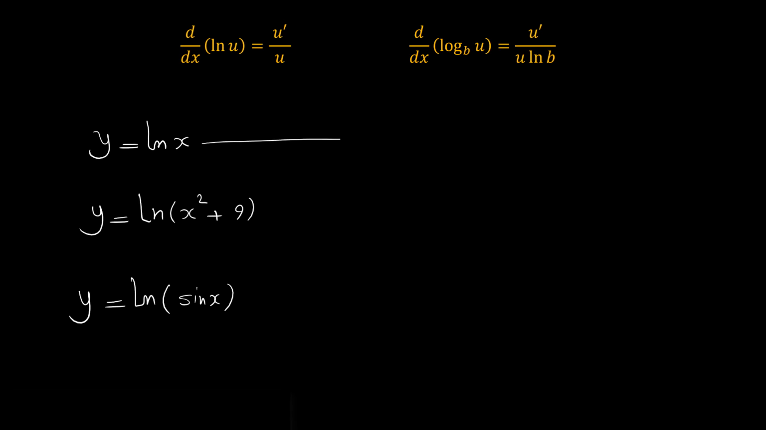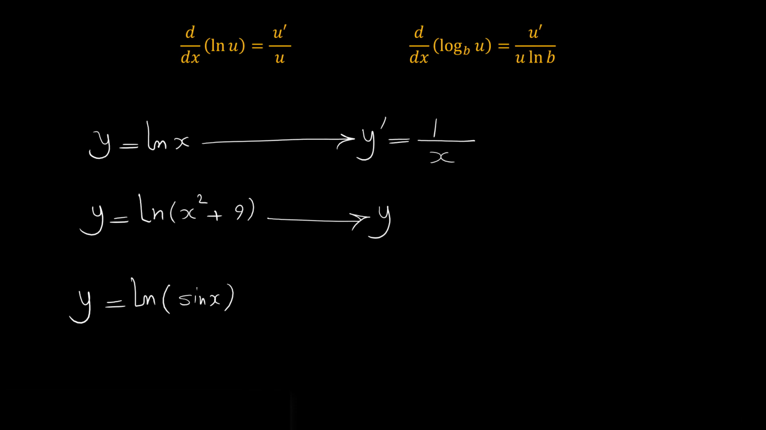For example, derivative of ln of x is x in the denominator, because u in this example is x, so we have to put x in the denominator, and derivative of x on top. What is derivative of x? 1. So derivative of ln of x is 1 over x.